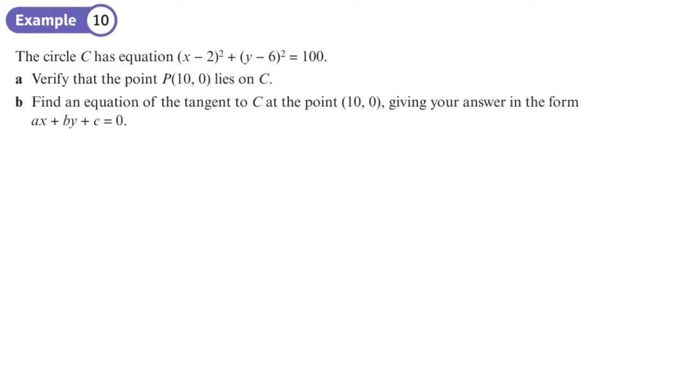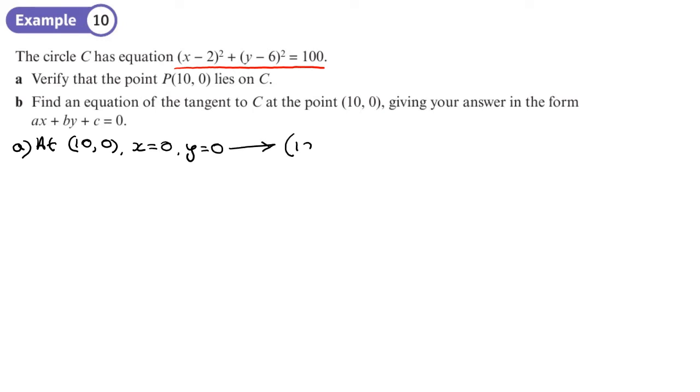Okay, a circle C has equation. Let's underline that equation. Verify that the point 10, 0 lies on C. So all we need to do is substitute 10, 0 into that and see if we get 100. Okay, so at 10, 0, we've got x equals 10, y equals 0. So we'll substitute those in.